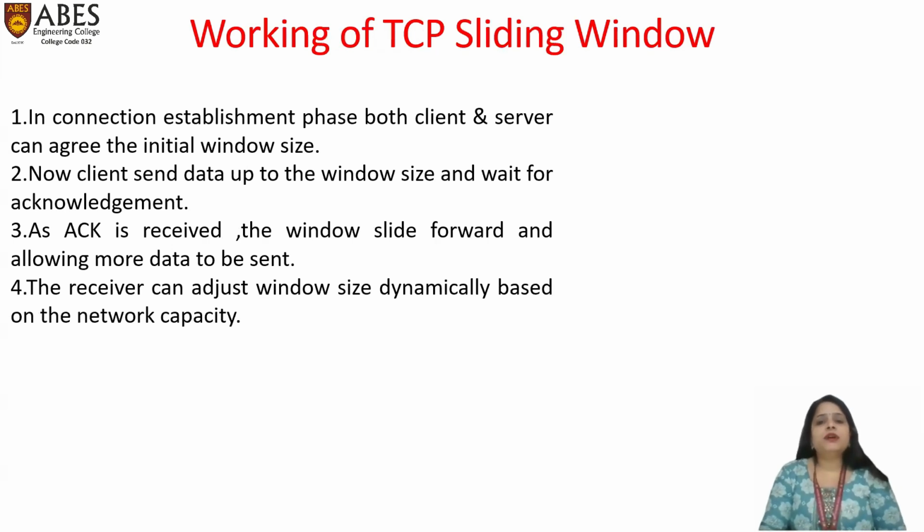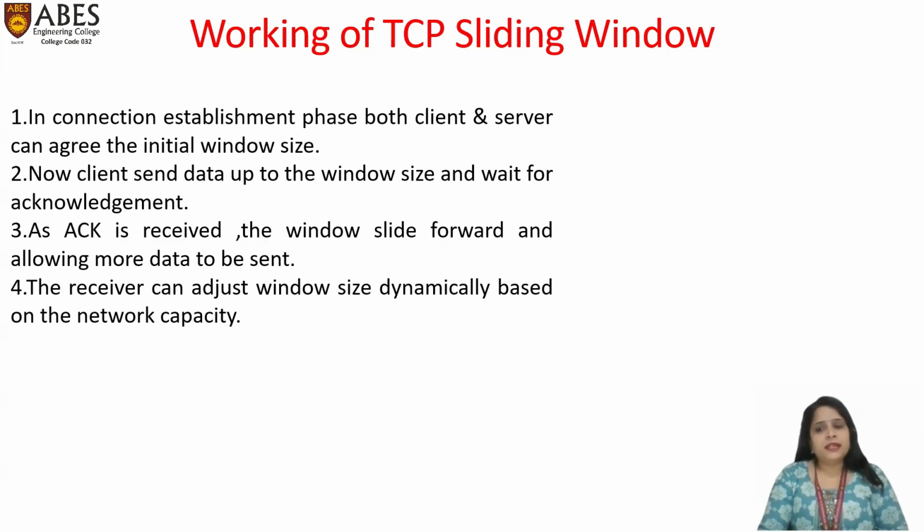Now we'll discuss the working of the TCP sliding window. To understand it, we just revise the concept of TCP communication service. When we want to communicate from the sender side to the receiver side using the TCP protocol, this process can be categorized into three steps. The first step is the TCP connection establishment phase. After that, the TCP data transfer phase, and the third one is the connection termination phase.